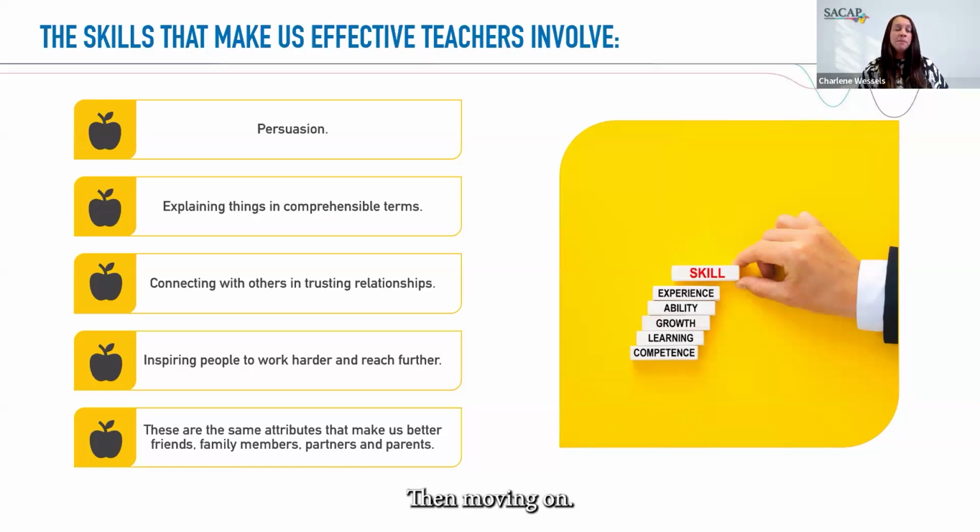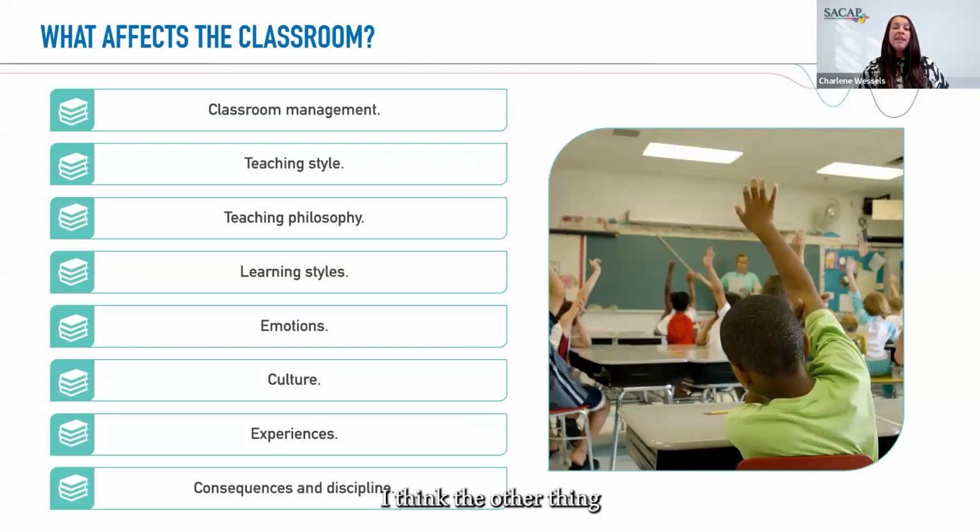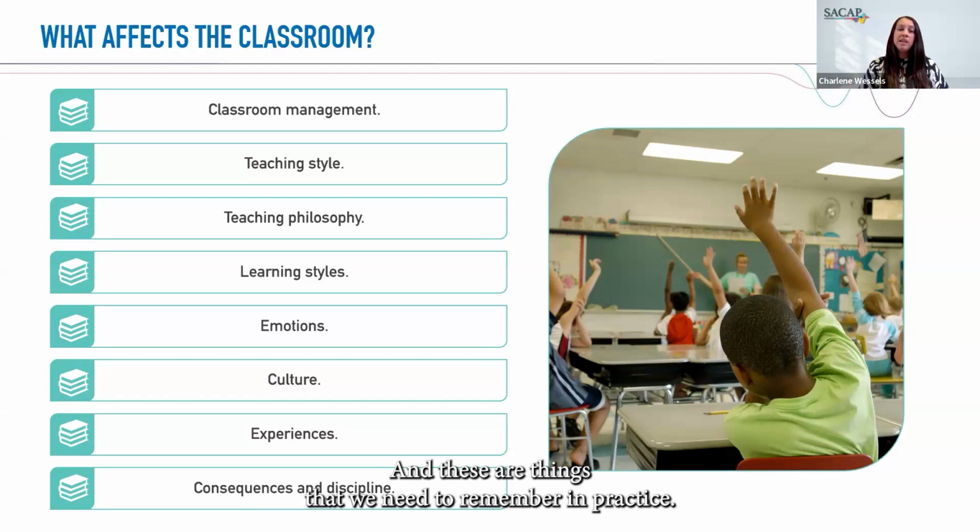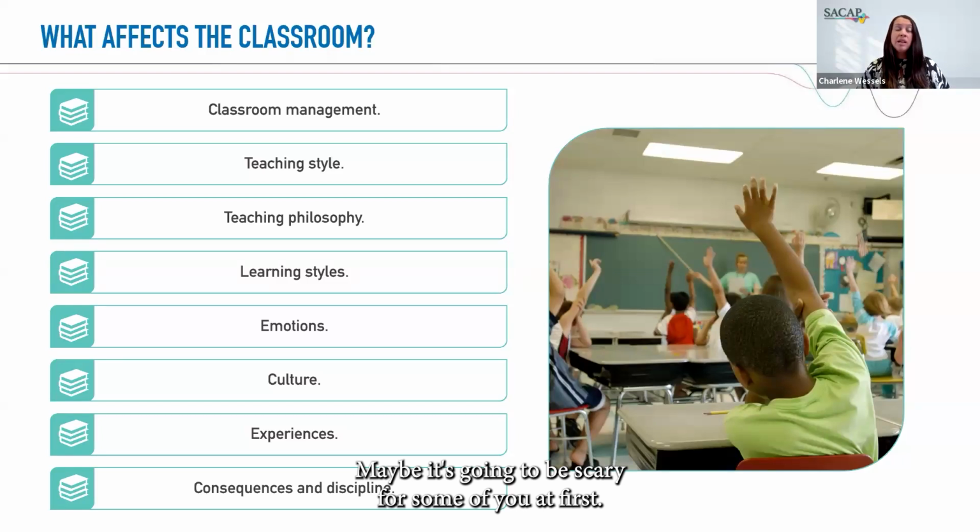Then moving on, I think the other thing that's quite important is just what affects the classroom. Okay, so you decide you want to do a PGCE, you're not really sure what's going to happen, you're not really sure what you can expect. There are so many things that affect the classroom, and these are things that we need to remember in practice. So I think the first thing is classroom management. You know, how do you manage a classroom? Maybe it's going to be scary for some of you at first.